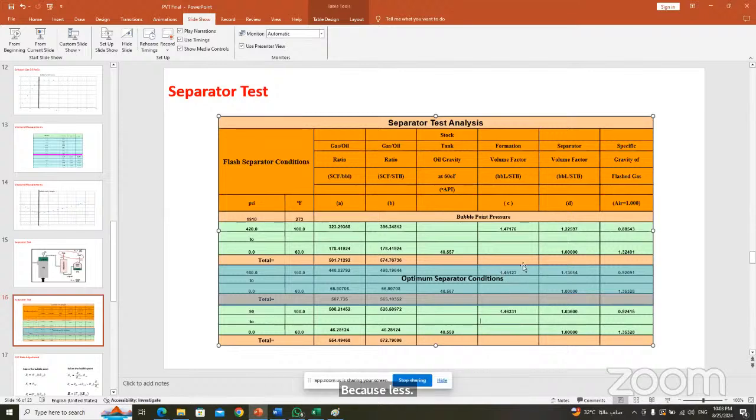So you will have a beta of 1.45. It means that for every barrel that you have at the surface, you would have 1.45 barrels in the reservoir. 1.47 for every barrel on the surface, you have 1.47 barrels in the reservoir. So you need more reservoir volume to have the same surface production.